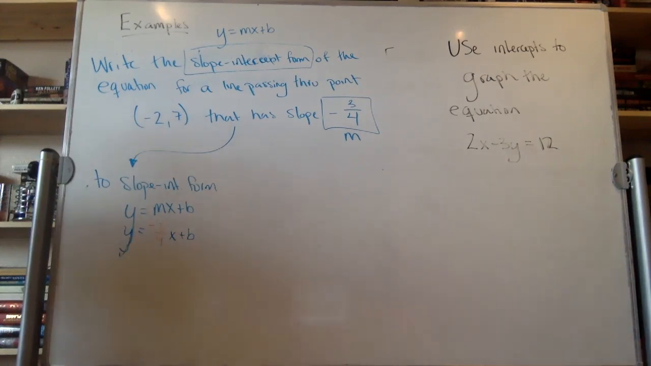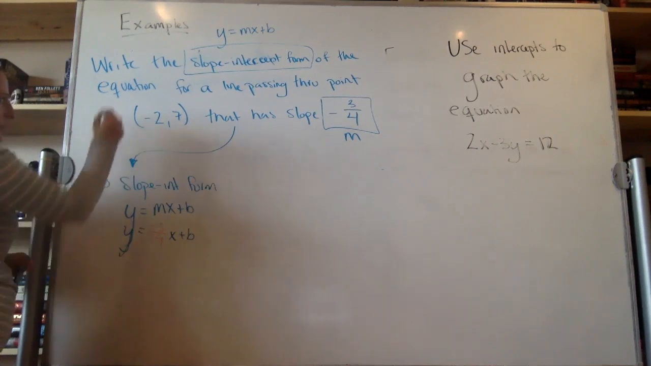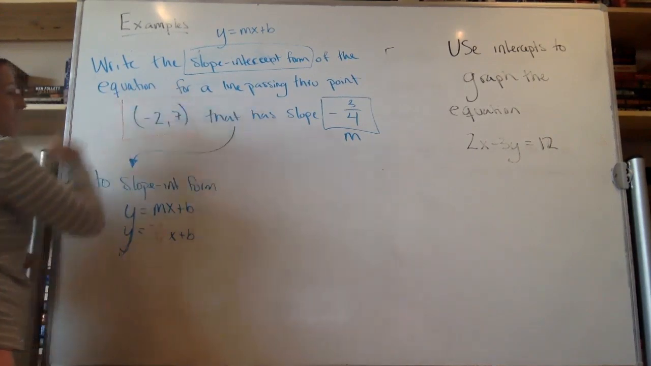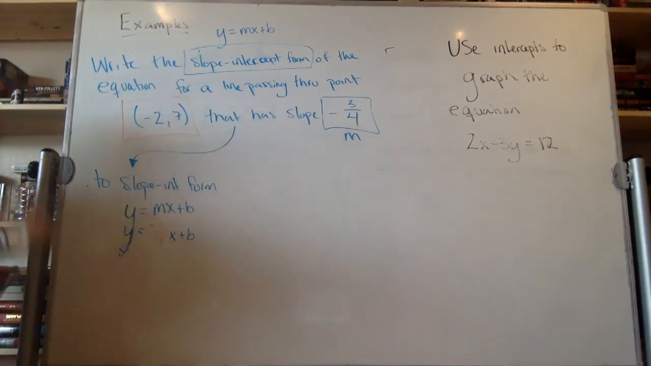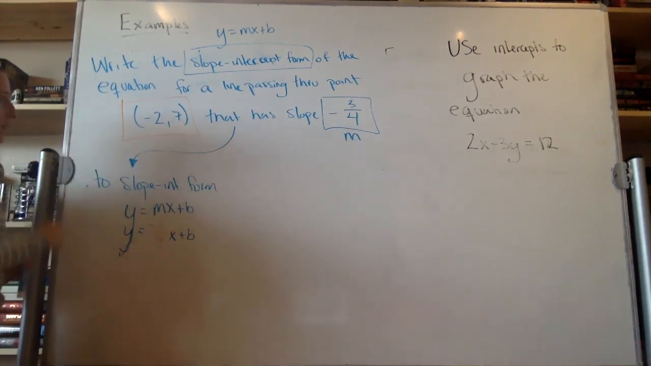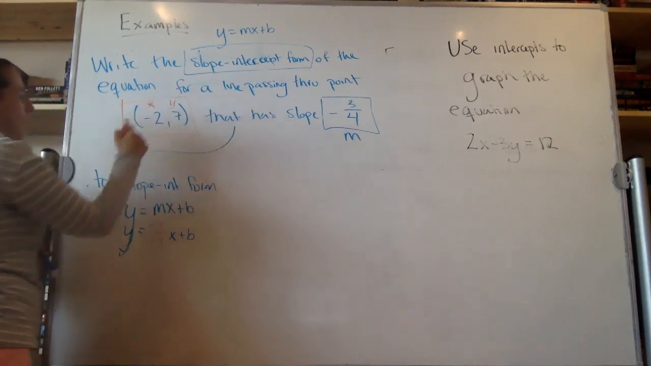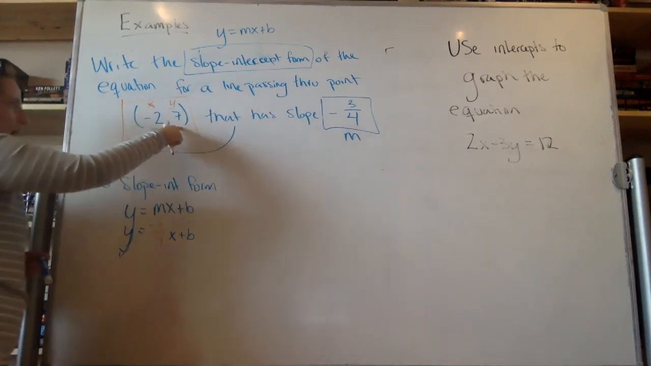Now, what else do I need to know? I need to know my b. Remember that our b is our y-intercept. Unfortunately, this is not a y-intercept. How do I know? Well, remember that a y-intercept has x-coordinate 0, and this does not have x-coordinate 0. So this is just a random point on the line. That's fine. It still is an x and a y, right? X negative 2, y 7.